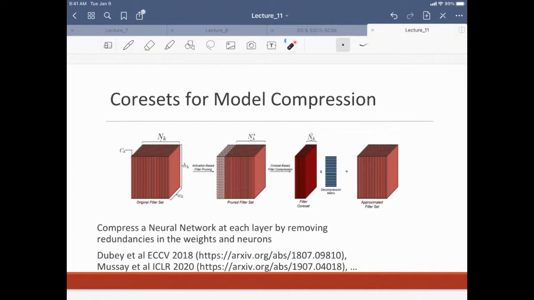So the question here is that you are given a deep neural network which is probably already trained. You don't care about training time, but you want to somehow reduce the layers. You want to remove certain activations, right? So that you can basically get a smaller model, right?